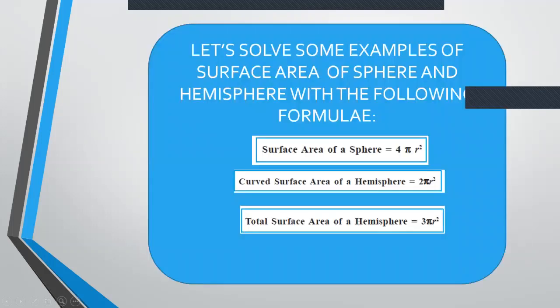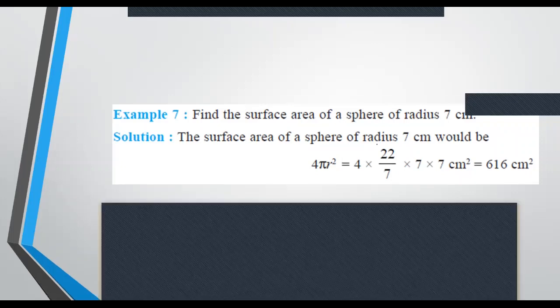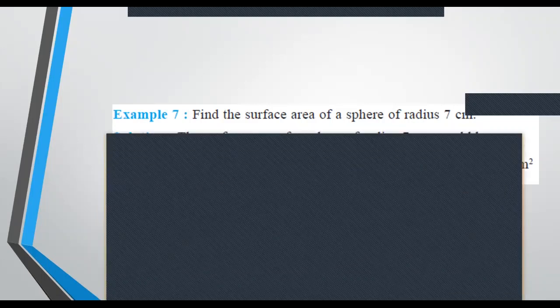Now proceeding, let's do some examples on surface areas of spheres and hemispheres with all these formulas. The surface area of a sphere is 4 pi r square, the curved surface area of a hemisphere is 2 pi r square, and the total surface area of a hemisphere is 3 pi r square. Are we all ready? Okay, I'm going to cover the working for some time. Let me see how you work on that.